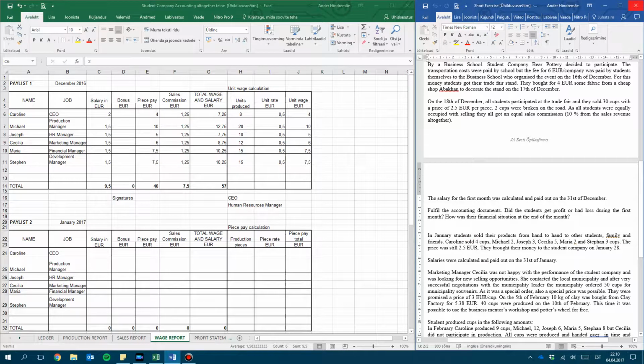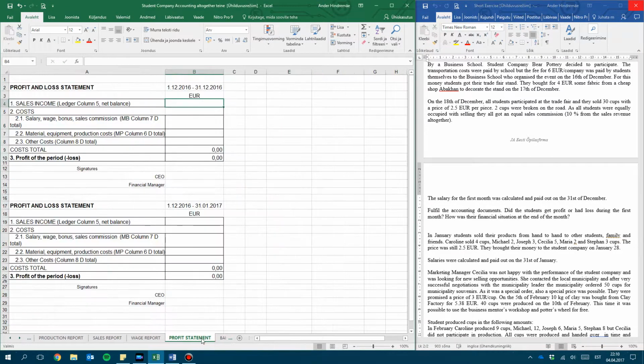Let's see what we have to do next. Fulfill the accounting documents. Did the students get profit or have a loss during the first month? How was their financial situation at the end of the month? This means we have to fill in 2 documents. First of all, we're going to take the profit statement. Here we're going to have the income minus cost, and we're going to see whether the company made a profit or loss. It's a really intuitive table to fill in, really basic stuff, and we can get all the things from the ledger. And it even says where we have to look.